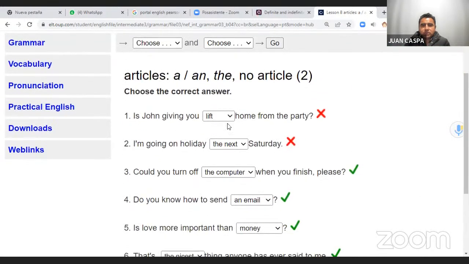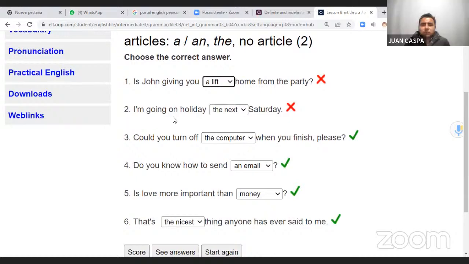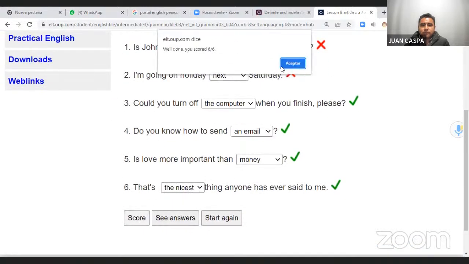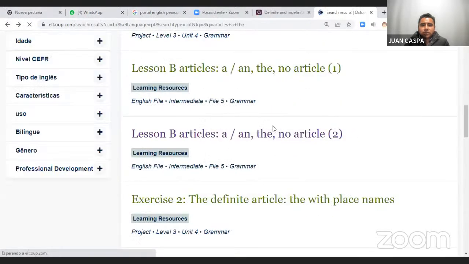Okay, there are some mistakes. Is John giving you a lift, right? That means an aventón, with a car. Usually we say that in Spanish. I'm going on holiday next week only, okay? Usually when we talk about days and prepositions, we don't use an article. Okay, so that's it. Let's continue with the last one.